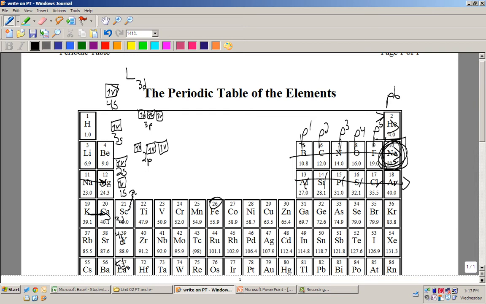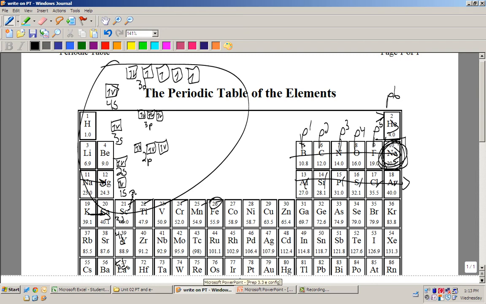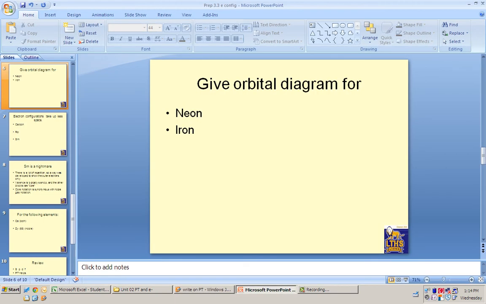So 3D has 5 boxes because it has 10 electrons. 1, 2, 3, 4, 5. So if I have iron, I would fill it up as 1, 2, 3, 4, 5. And iron is 1, 2, 3, 4, 5, 6 with 1 down. Okay? This is the orbital notation for iron.